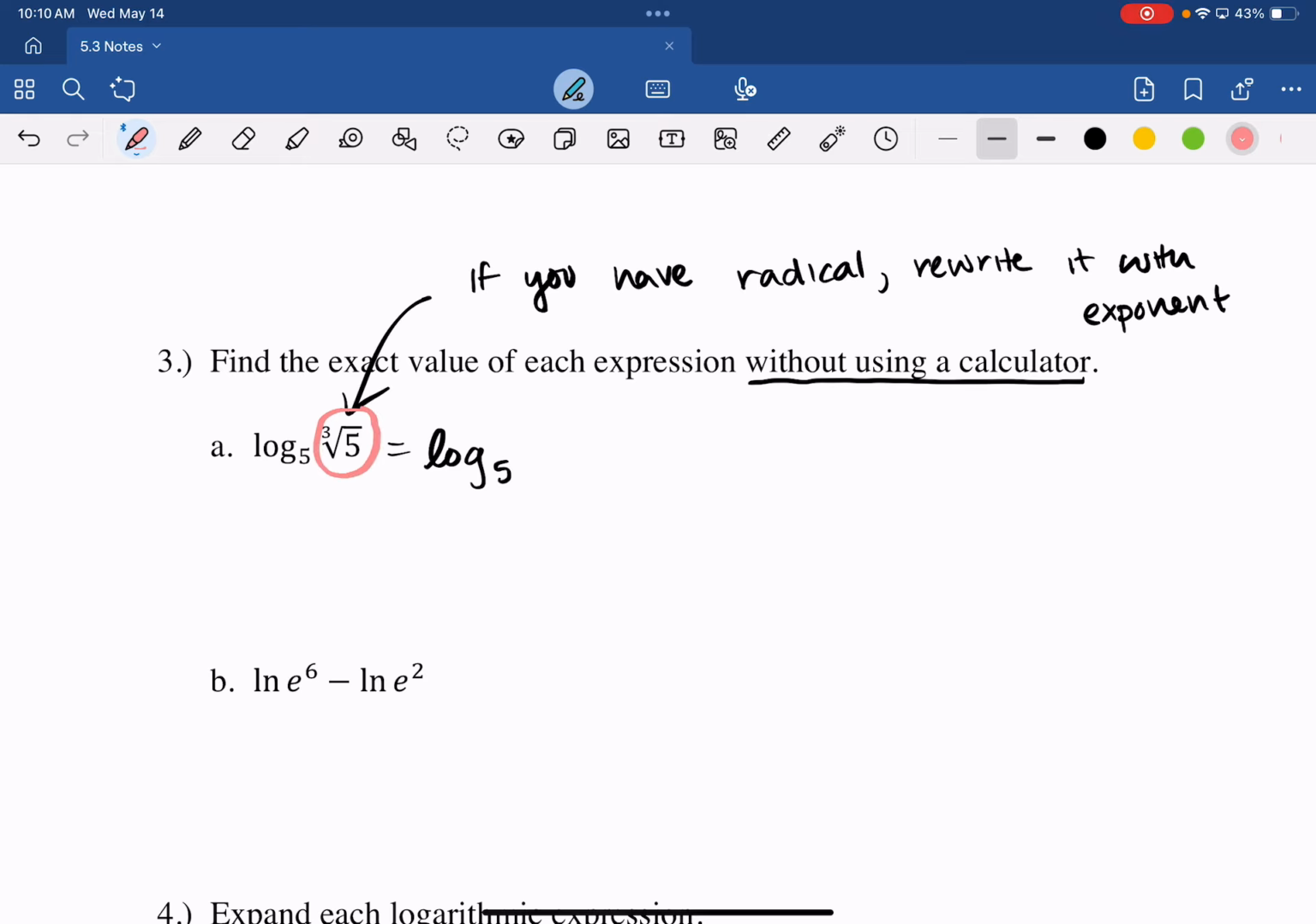But then how could I write that radical as an exponent? What would I write? 5 to the what? Not to the 3rd power. Remember, if it's a radical, it's a fraction.